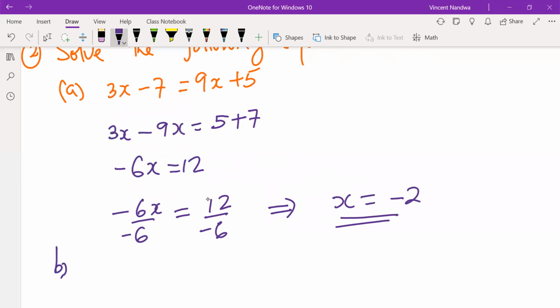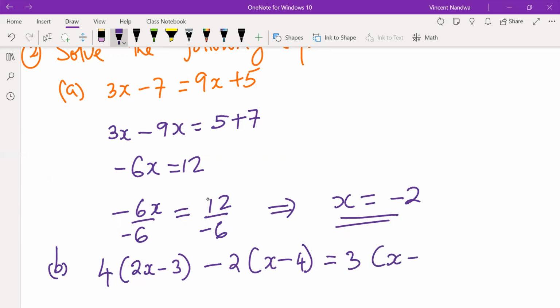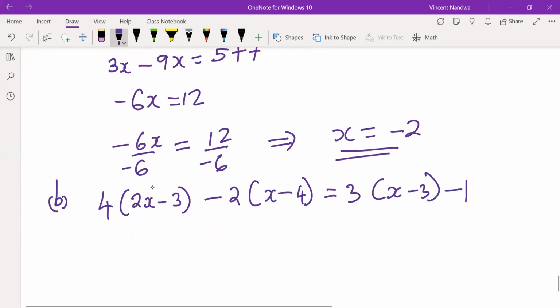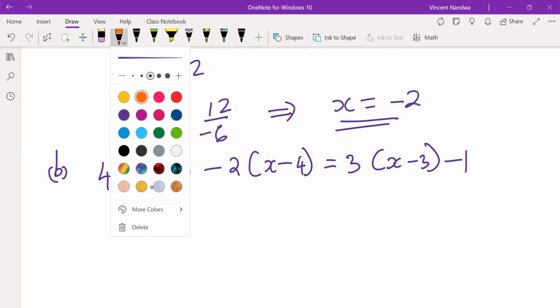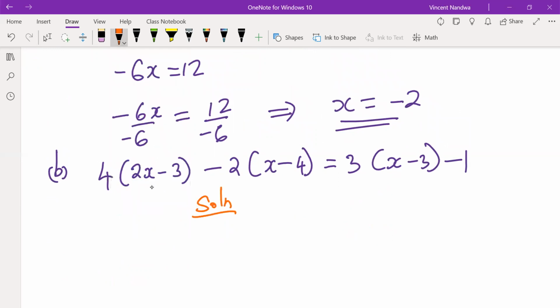B, the problem is 4 into 2x minus 3 minus 2 into x minus 4 equals 3 into x minus 3 minus 1. Let's check the result. Solution. We'll have, open the brackets first.